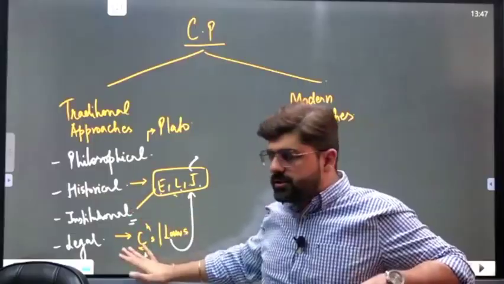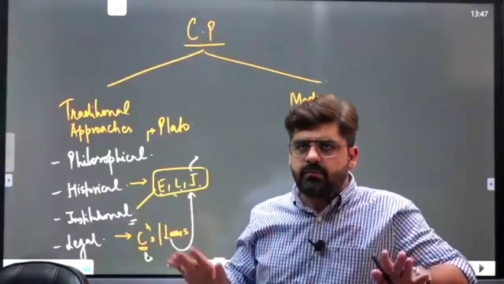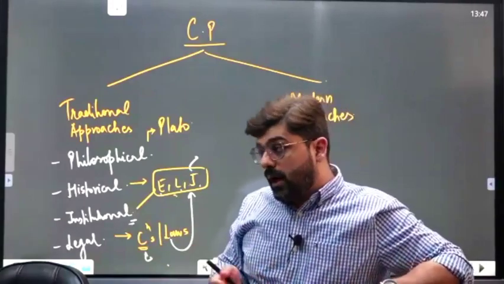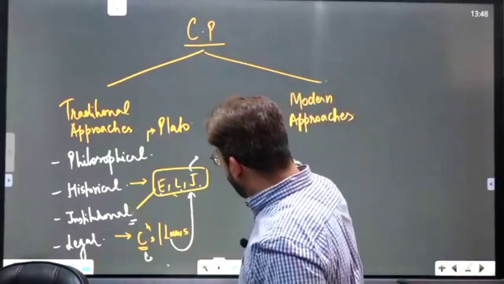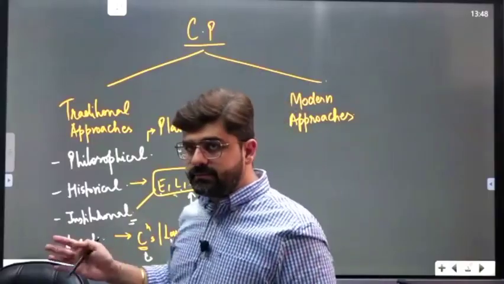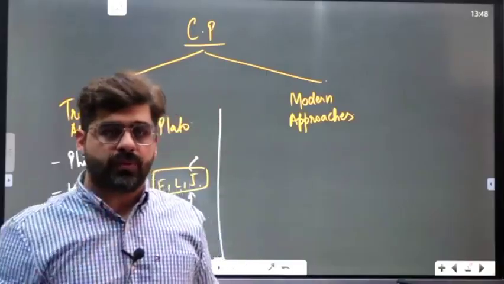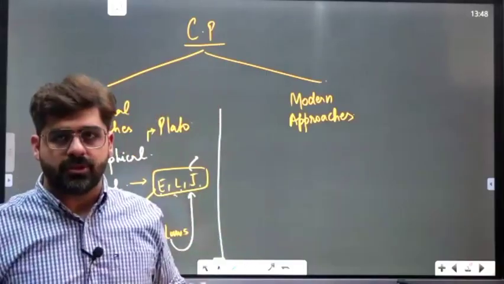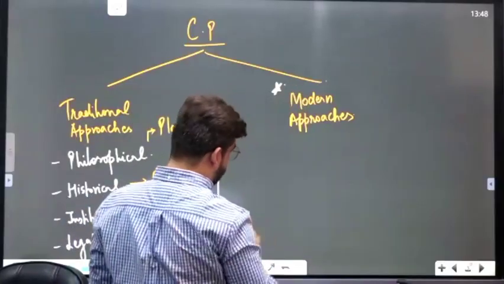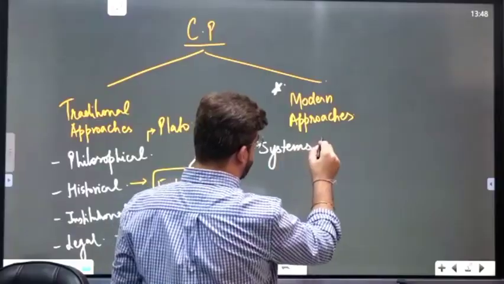These all approaches, they have been used in the history. We don't have to study them in detail. We already know them from our analysis of paper 1. However, because these approaches were criticized that they lack somewhere or the other, there was a need to go for something new, and that is where the modern approaches come into the picture. And this is where most of the questions will be asked from. Modern approaches, systems approach, David Easton.